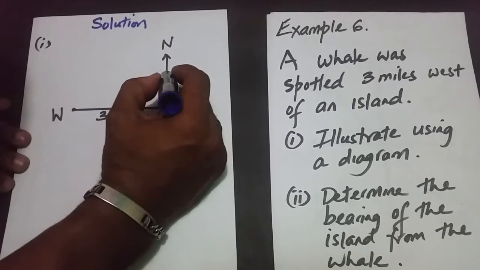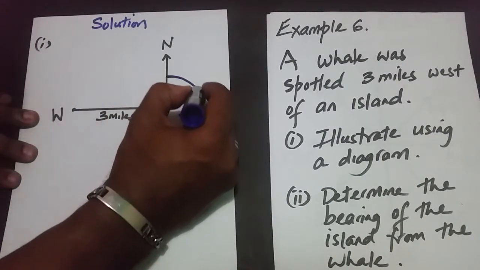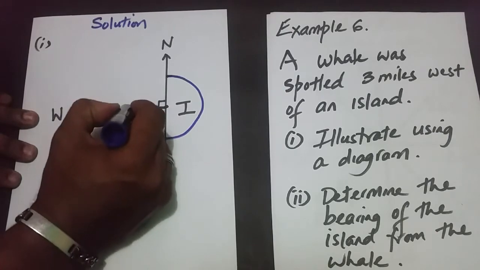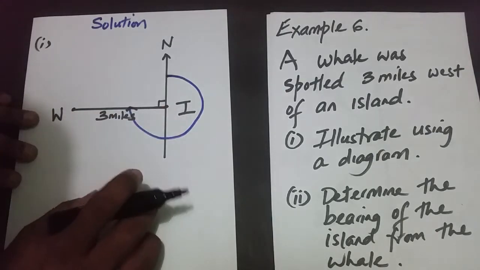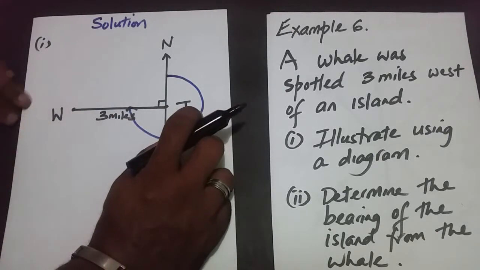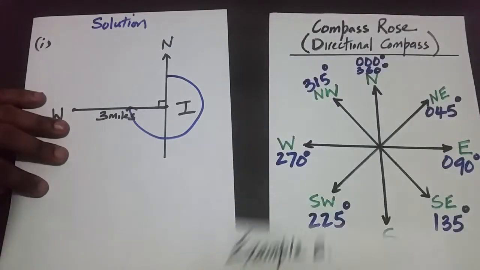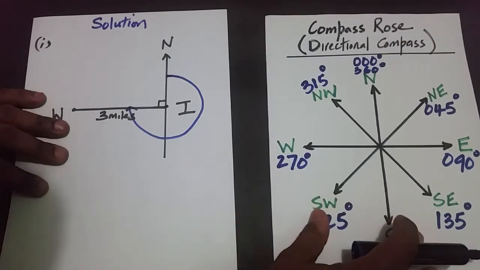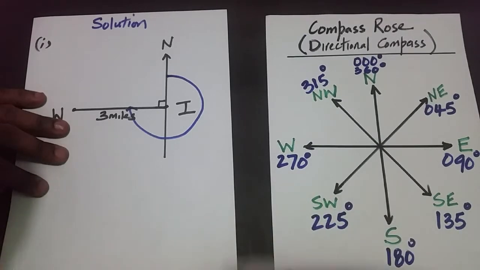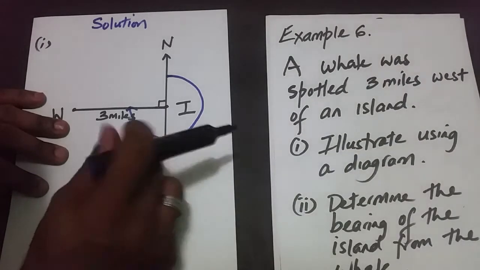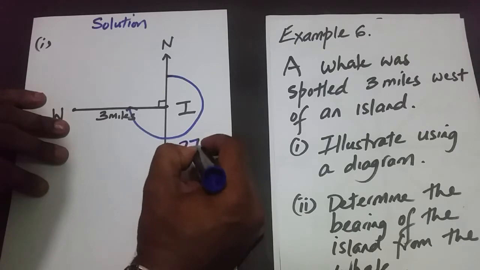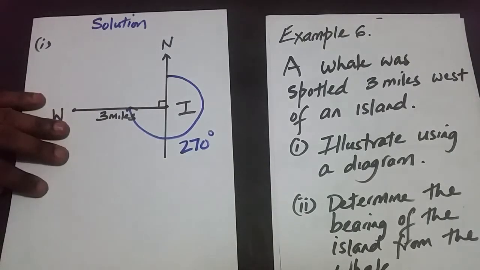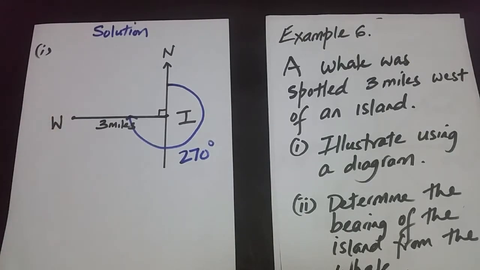But bearing is measured from the north line in a clockwise direction, going all the way around. So this angle here, of course, when we look back at the compass rose, we can say that the direction west carries a bearing of 270 degrees. So it means that that big angle here is simply 270 degrees. So that takes care of part 1 of the question.